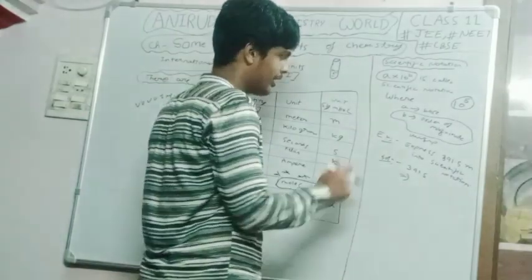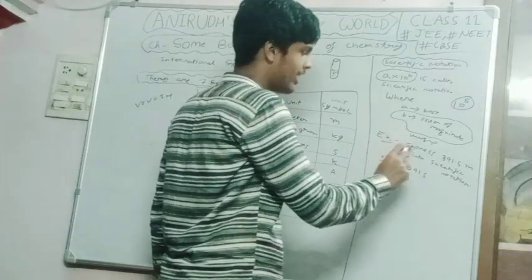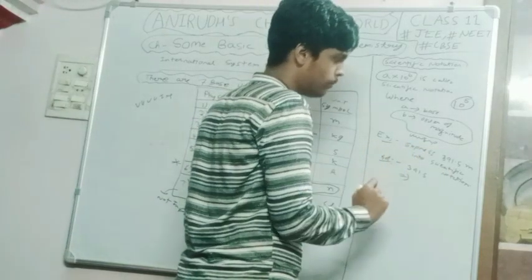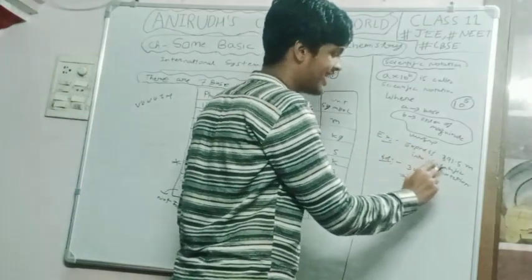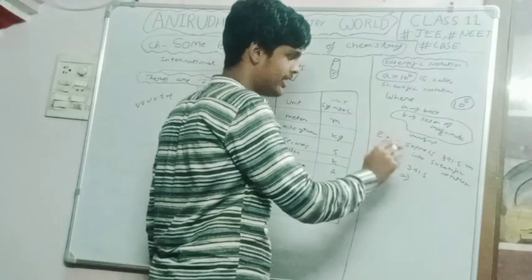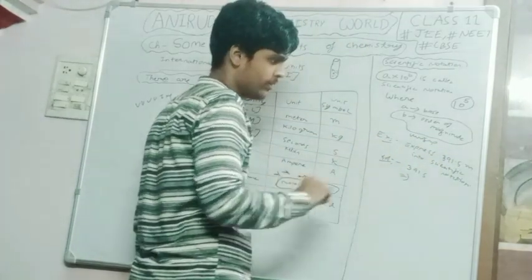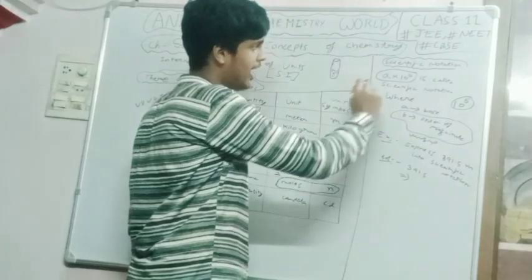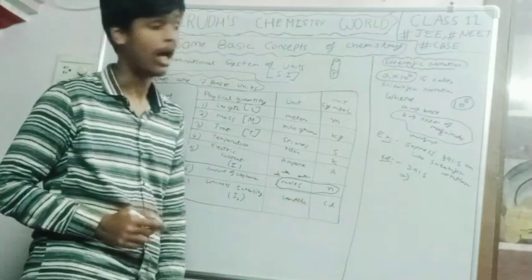Okay, let us do this example for your understanding. Example: express 391.5 meter in scientific notation. Express this quantity in scientific notation. What is the scientific notation? A into 10 to the power of b.